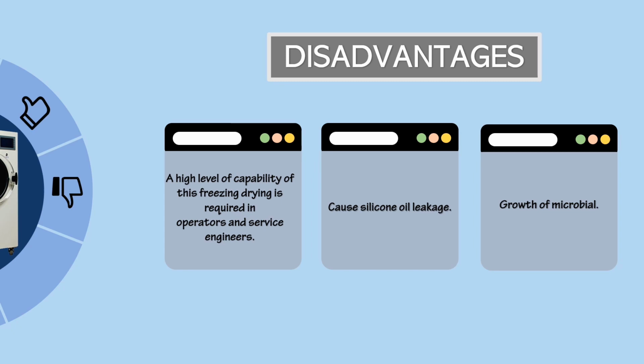Next, it can cause silicone oil leakage. In freeze drying, the common fluid used for heating or cooling the shaft is silicone oil. A leakage of silicone oil can occur from the continuous heating or cooling cycle at the weak areas connected with the shaft and hose. The contaminant from the silicone oil can lead to major losses of food or material products.